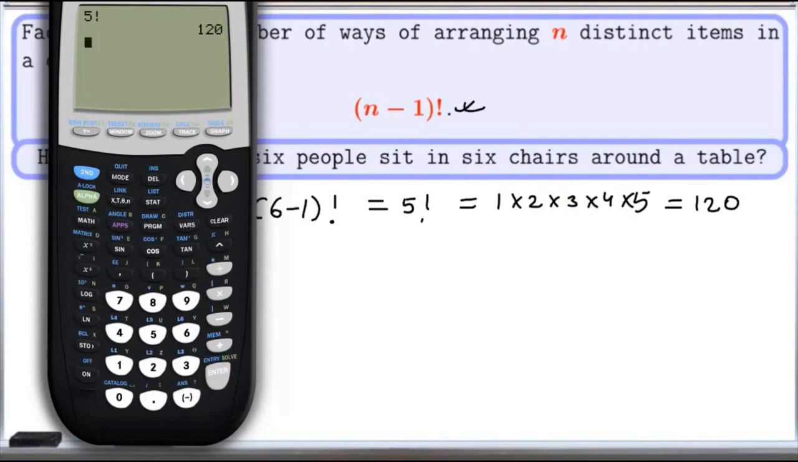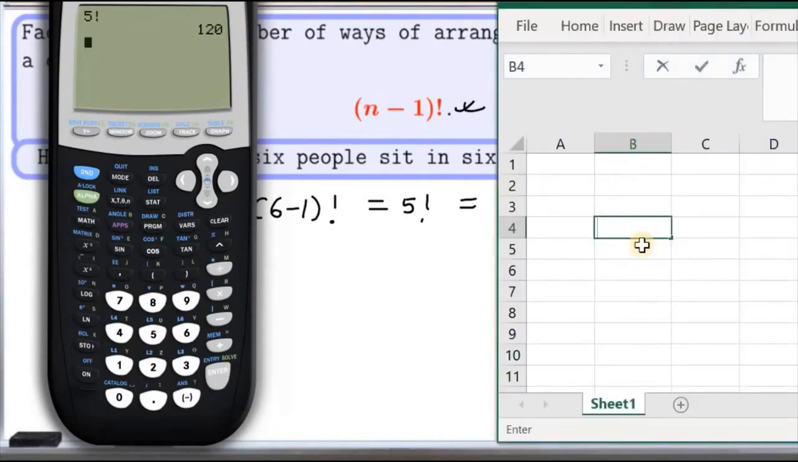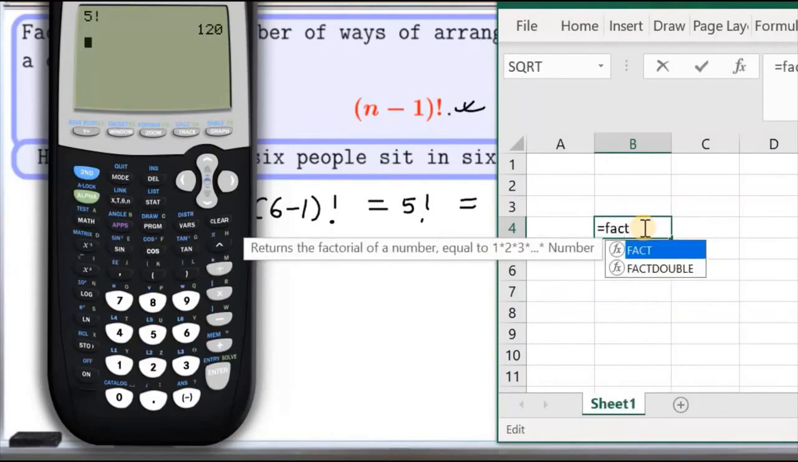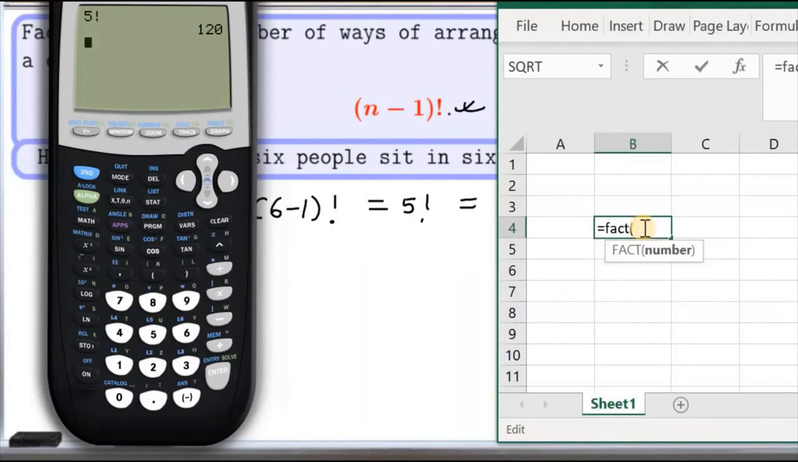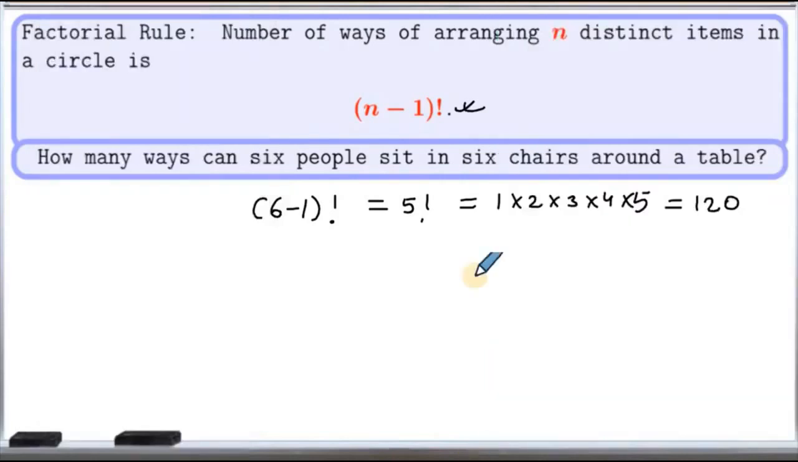So let me show you how to get 5 factorial in Excel. So for that, type equals, then type FACT, then put your parentheses. Since here we are trying to find 5 factorial, type 5, then close your parentheses, then hit enter. So that gives us 5 factorial, which is 120. Therefore, 6 people can sit in 6 chairs around a table in 120 ways.